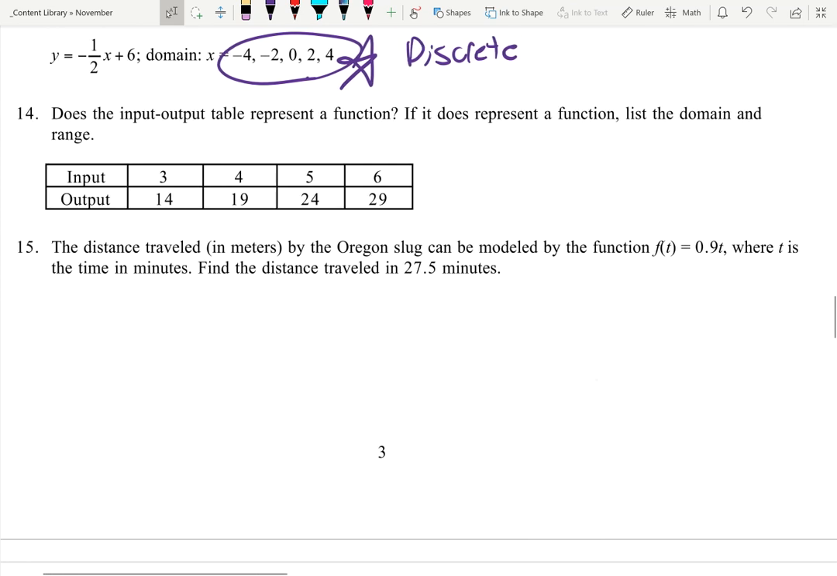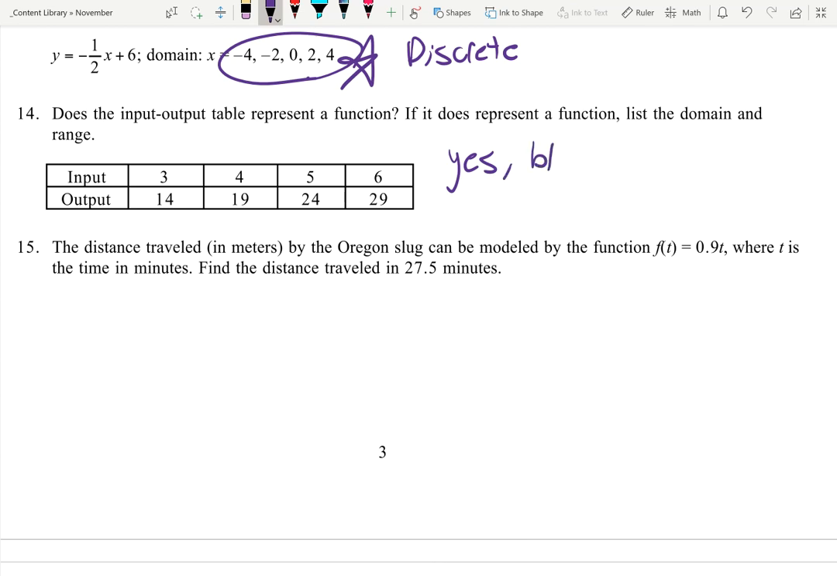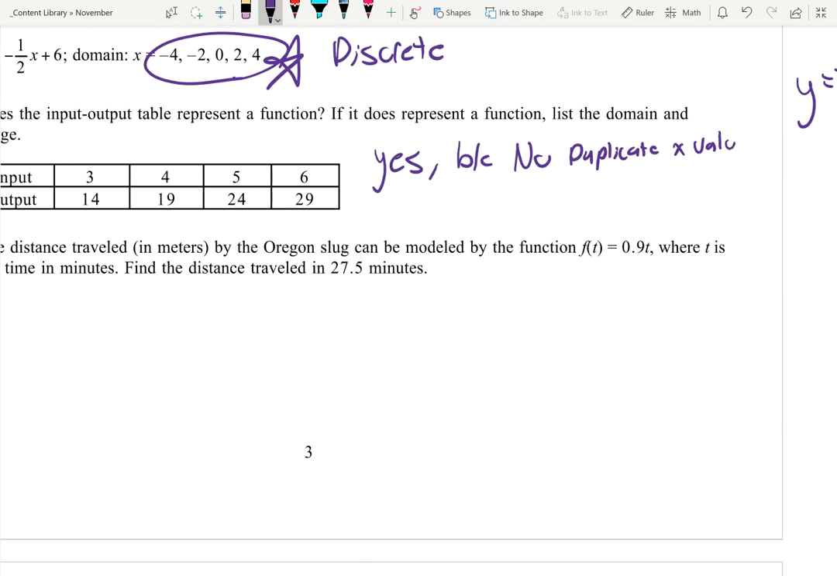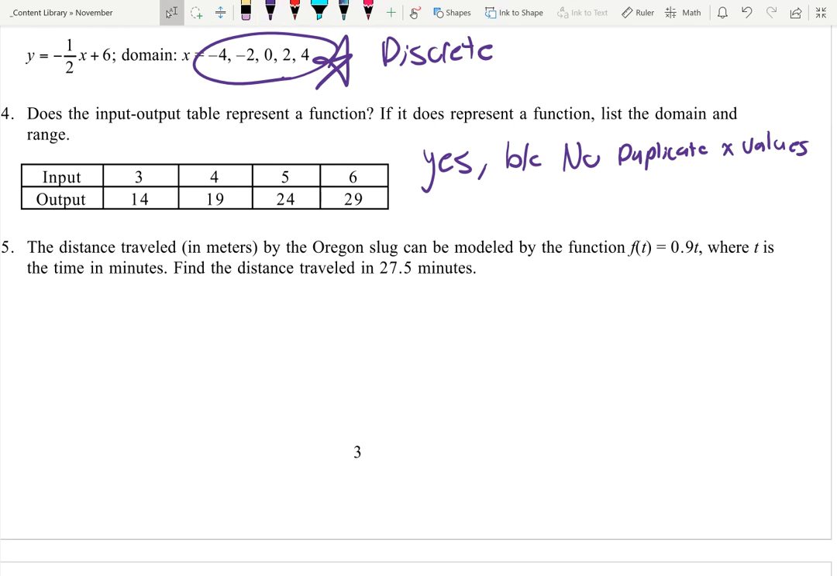All right. Does the input-output table represent a function? The answer to this one is yes. And I can tell because there are no duplicate x values. Remember, a function is a function if every x value goes to exactly one y value. So what I mean by no duplicate x values is, say for example, I had 3 here instead of 6. Then I would have duplicate x values. I would have a 3 here and a 3 here. And what that would indicate is that 3 goes to 14 and 3 goes to 29, meaning that the x value of 3 goes to 2 places, 14 and 29.